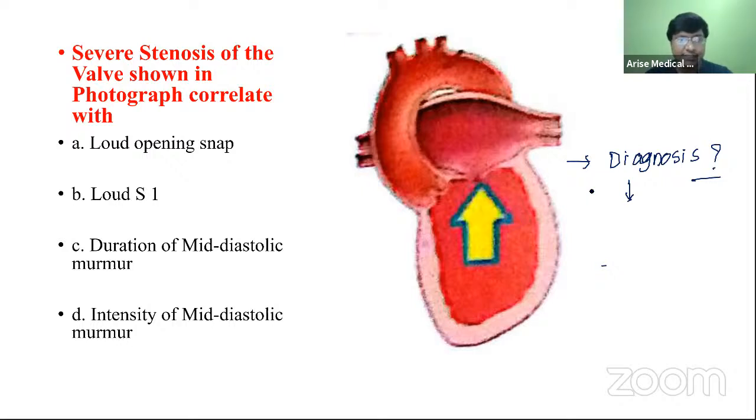Anyone of you please? So what is this? This is your left atrium, and this is your left ventricle. And this is your aorta: this is ascending, this is arch, and this is descending aorta. Very good, Chandrasekharan. So this is a case of mitral stenosis. Now you know the diagnosis.